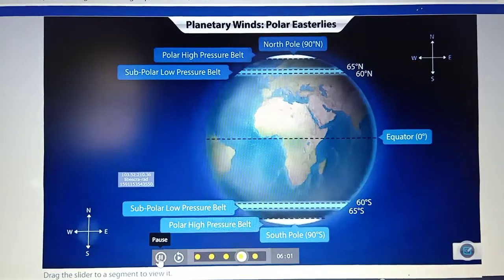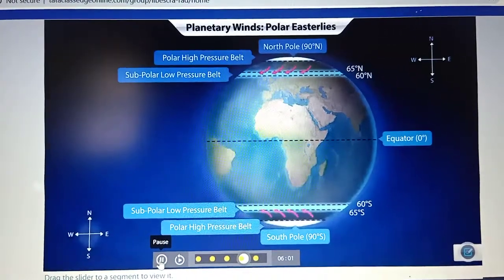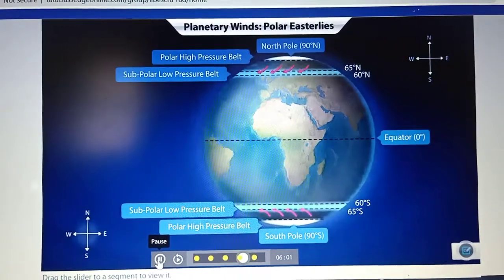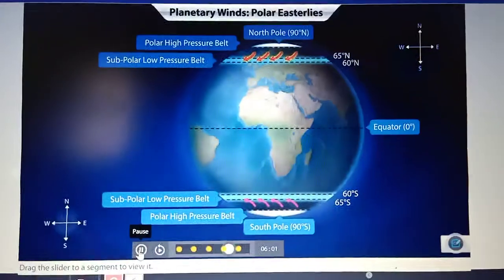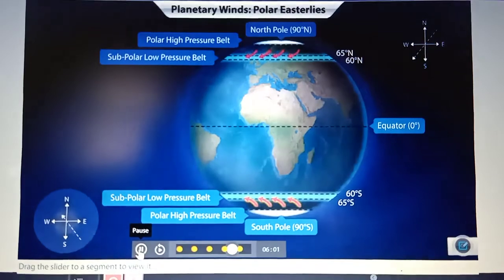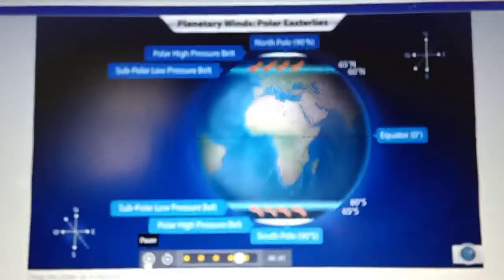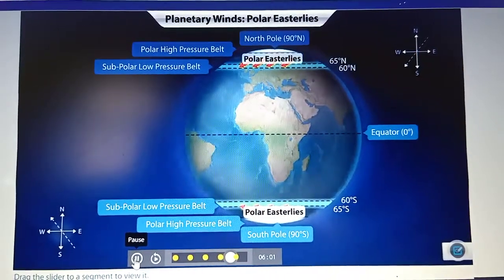The polar regions are high-pressure regions, so winds blow from here to the subpolar low-pressure belts. The winds get deflected to the right and blow in from the northeastern direction in the northern hemisphere and from the southeast direction in the southern hemisphere. Therefore, these winds are also known as the polar easterlies.